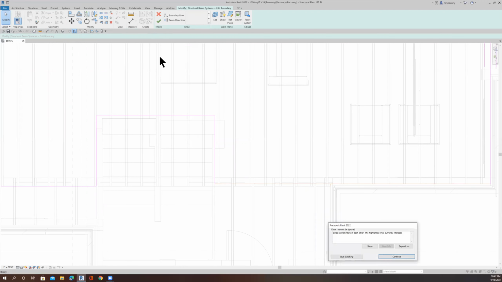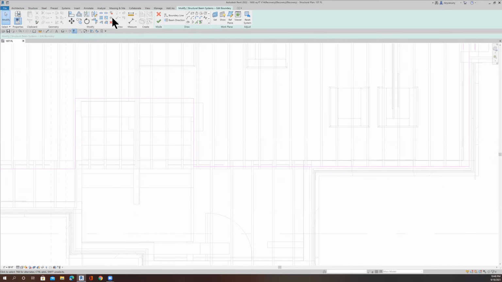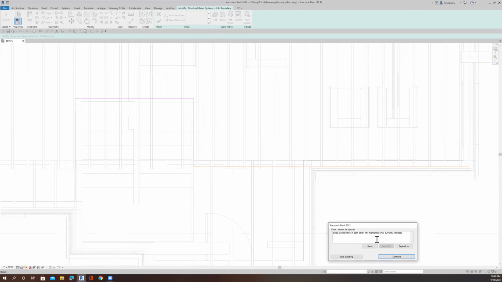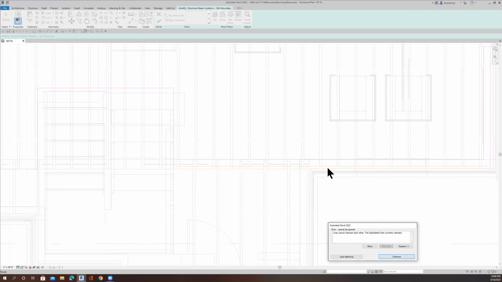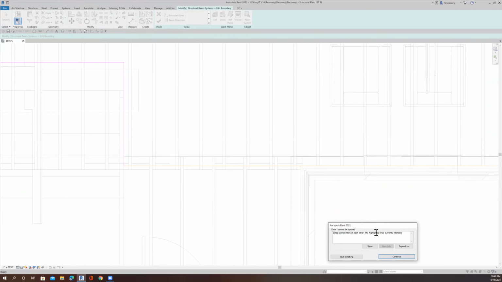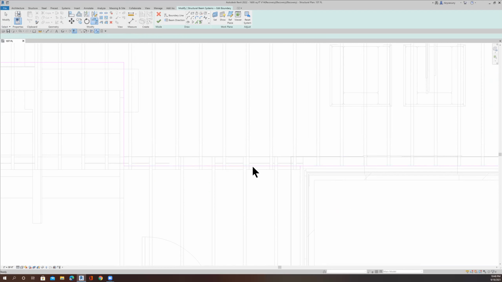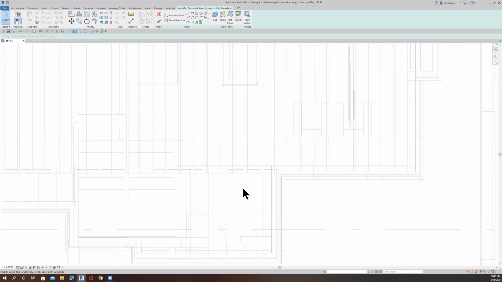All right, so another mistake. What does it say here? Cannot intersect each other. Okay, it's highlighting this one. So that's where the problem is. So let's try trim extend. 1, 2, 1, 2. Okay. And what's going on here? Lines cannot intersect each other. The highlighted lines currently intersect. Cancel that. I'm going to click on it and delete it. See if there's another one there. I don't see another one.